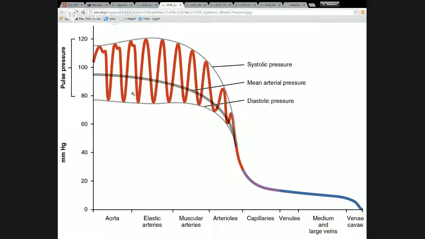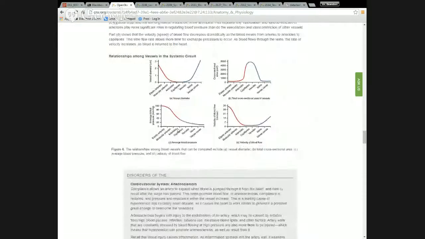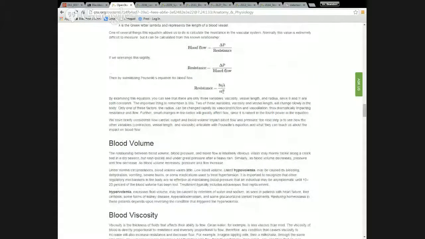Okay. So that lambda value, it's kind of small to read now, but the lambda value in this resistance definition is basically saying that blood vessel length adds to resistance, which means that greater resistance, less blood flow. Okay.